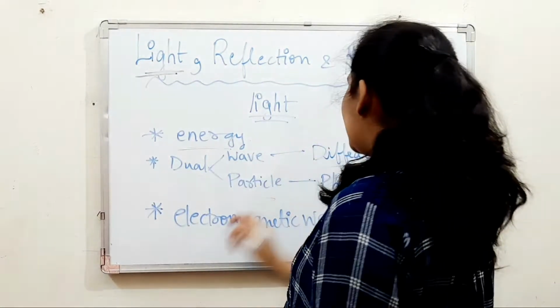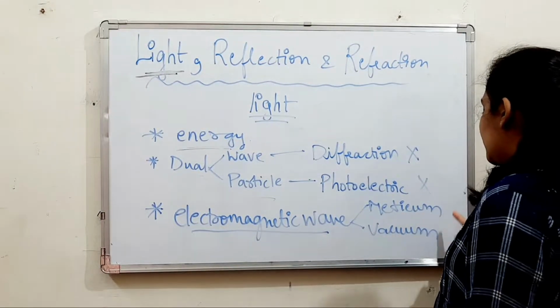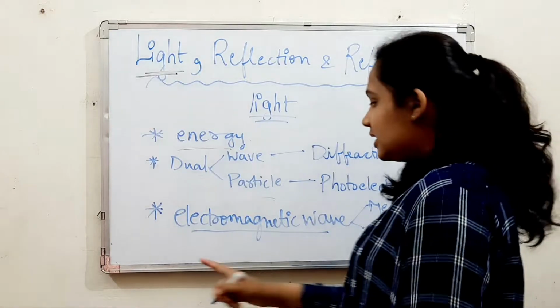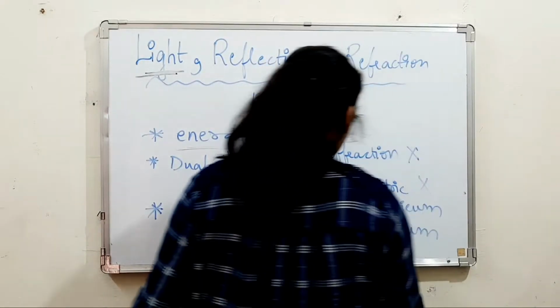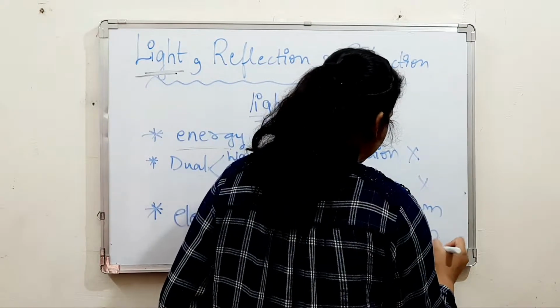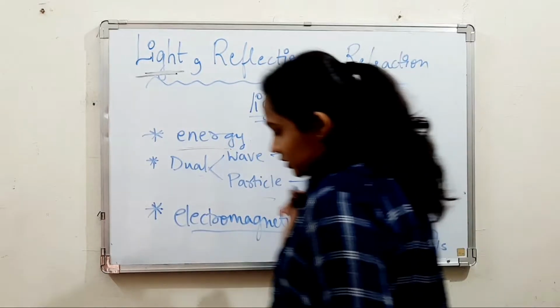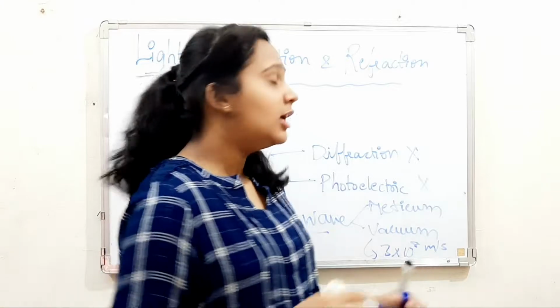And this light, we can say it's an electromagnetic wave that can travel both in a medium as well as in vacuum. And in vacuum, the speed of light is 3 into 10 to the power of 8 meters per second. Remember this guys, because this is very important. This is really very important. 3 into 10 to the power of 8 meters per second.